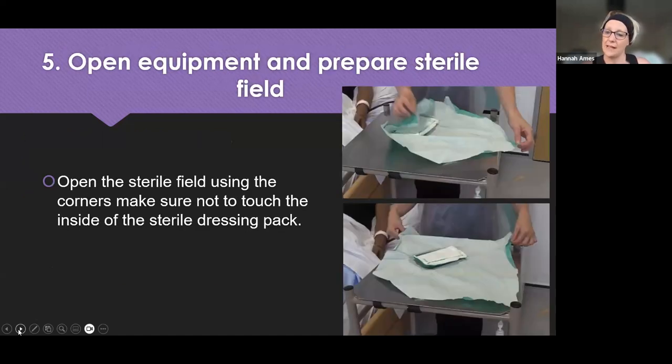And then you're going to really carefully and slowly open up your dressing pack by touching the corners on the outside. You must not at any point touch the inside of that sterile field, otherwise you're going to break your sterile field. You're going to have to start again. So open it up from the corners by pinching the outside and pulling it open, and just take your time. Sometimes they can be a bit tricky to open.